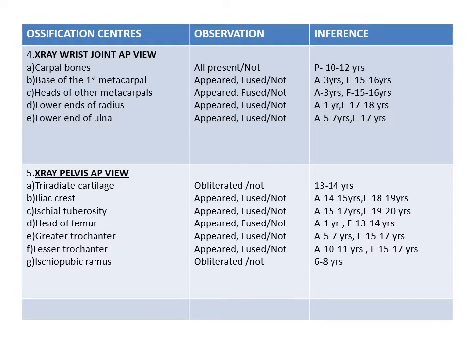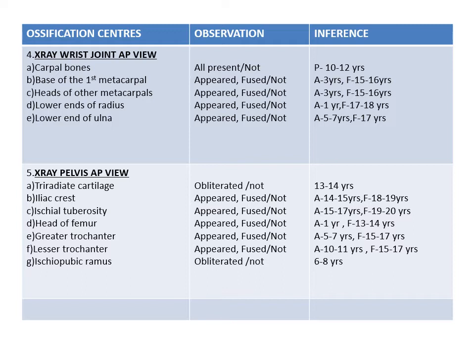Now coming into X-ray pelvis AP view, we have the following centers. One is triradiate cartilage. As I told you, it is formed by the fusion of ilium, ischium and pubis, which form an acetabulum, otherwise called as triradiate cartilage. Since three bones unite, it is called triradiate. They appear in a form of a radiating pattern, so it is called triradiate cartilage. So if it is obliterated, it means the person's age is 13 to 15 years.